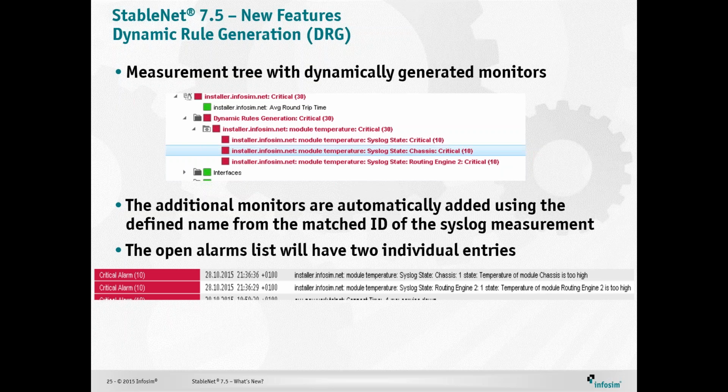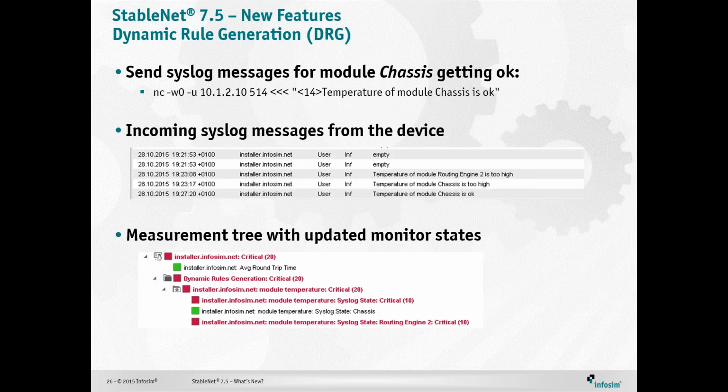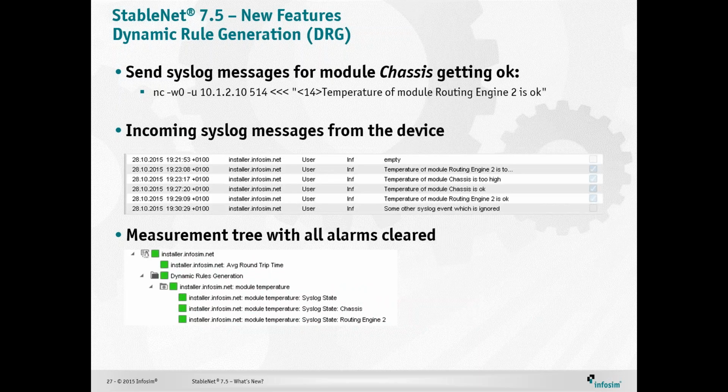To continue the example, we now send OK for the chassis monitor. You can see it's received, and in the lower part you can see the chassis monitor is also green. So the monitors work independently, depending on whether the key, like chassis or routing engine 2, is in an alarm or OK state. So we send the next syslog, so everything is green now.